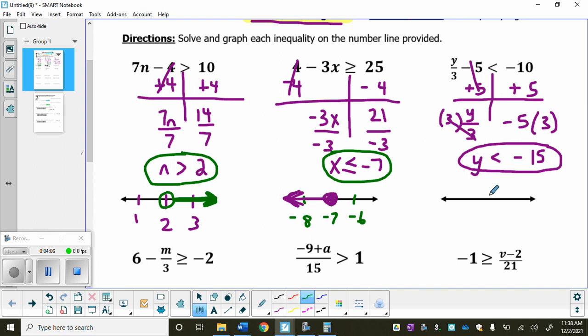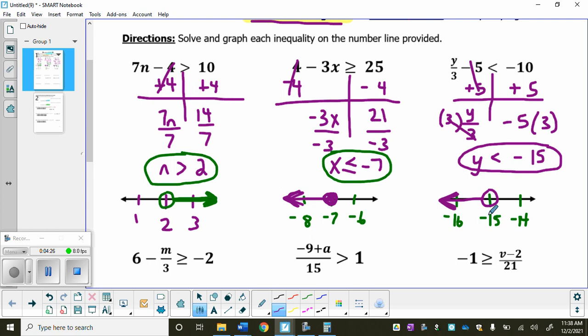And now on my number line, here's the -15. Because we're in negatives, we just got to be careful. This would be a -14. This would be a -16. All right, we're going to have an open circle because it's just y is less than. And we're going to shade everything that would be less than -15.